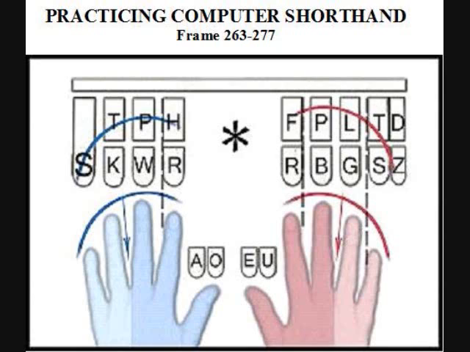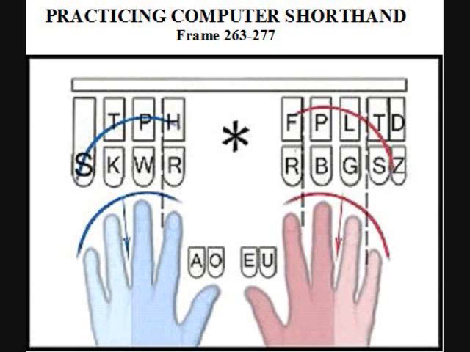Okay, frame 270, anti. Antibody, anticipate, anti-lock, anti-slip, antiviral.